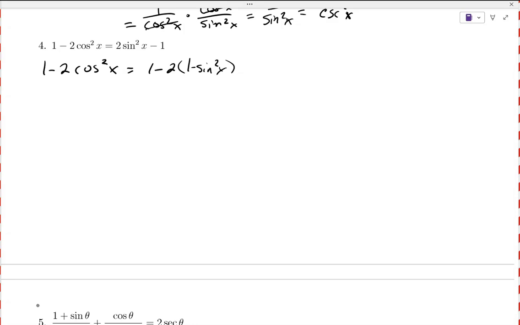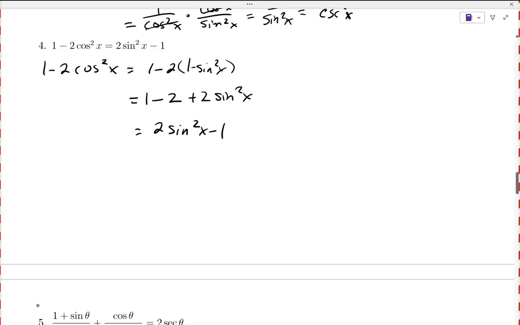Okay. What can we do next now that we've made that replacement? Yeah, let's multiply the negative 2 through, right? So you get 1 minus 2 plus 2 sine squared x. And what's 1 minus 2 equal to? Negative 1. And we can just rewrite that in the other order. And isn't that what we wanted to get to? Yeah. That was pretty short, right?